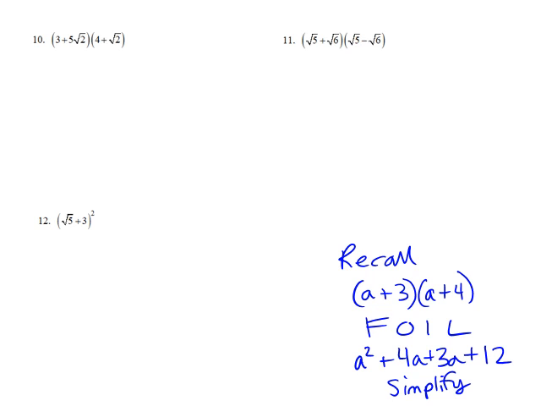So that's how we would tackle a binomial times a binomial. We're going to do the same thing with these three problems with roots. So in this first example, if we think FOIL, we're going to have the first terms. That's 3 times 4, or 12. Then we'll go to the outside, 3 times the square root of 2.